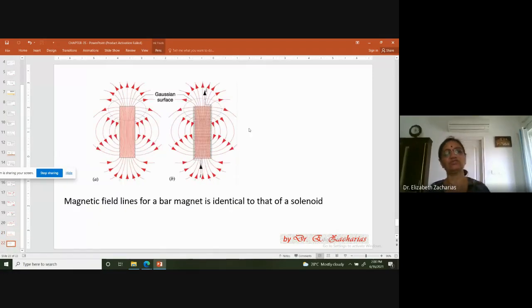And then of course, this is a very, very famous figure. He is just trying to show you that in magnetism, if you draw any Gaussian surface, the number of field lines exiting is the same as field lines entering. Therefore, the flux is 0. So if it is true for a bar magnet, it is true for a solenoid also.